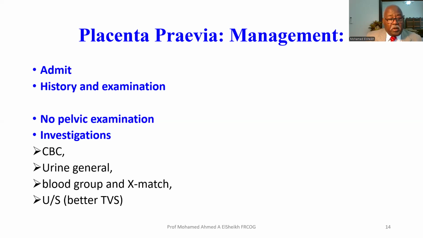Then the ultimate is the ultrasound. And here we say ultrasound is better done transvaginally.